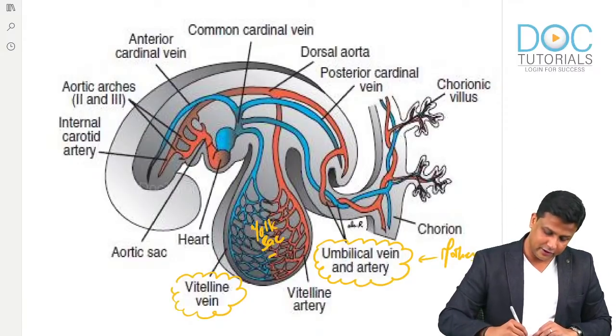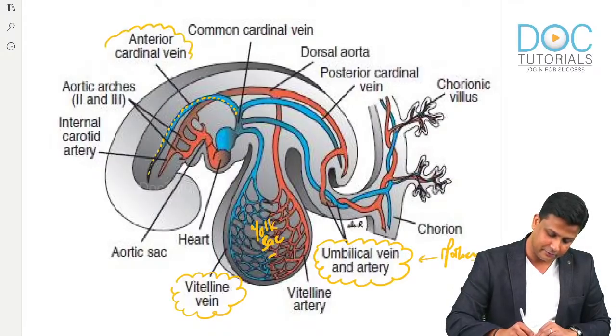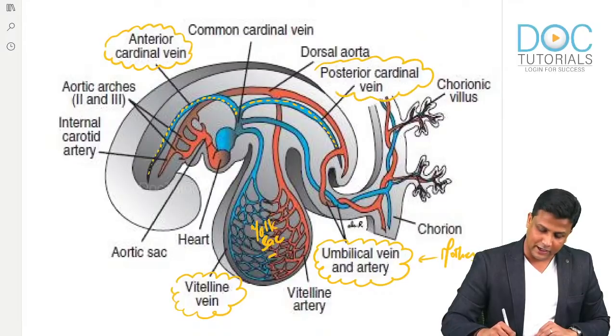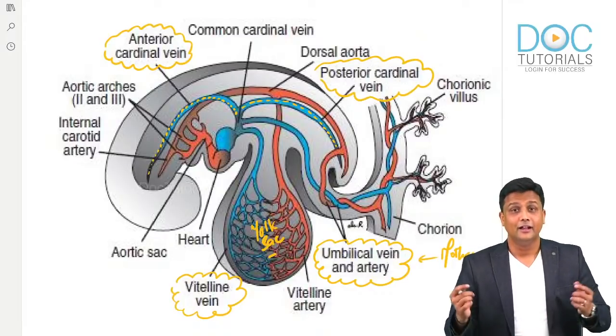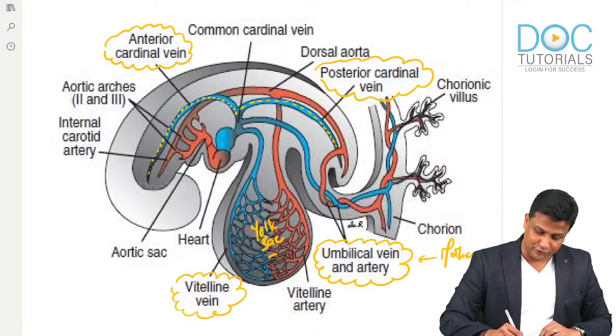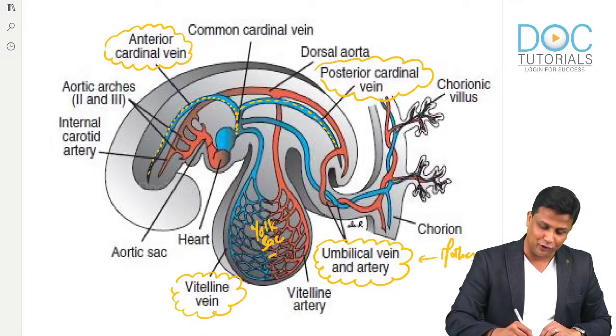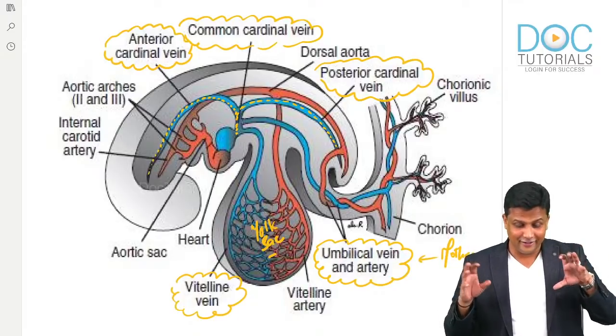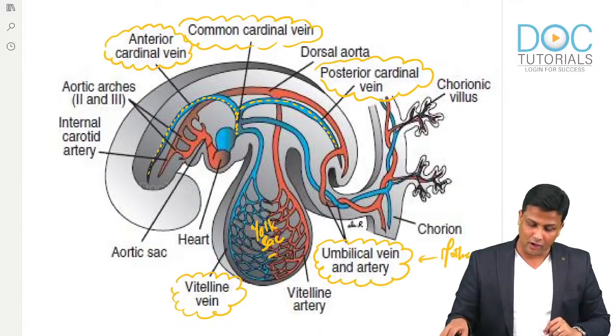In the diagram here, you can clearly appreciate one is coming from the cranial end of the embryo. This one will be the anterior cardinal vein. The other one coming from behind here will be the posterior cardinal vein. Both of them combine together to form your common cardinal vein. So there will be anterior cardinal, there will be posterior cardinal, combining to form the common cardinal.